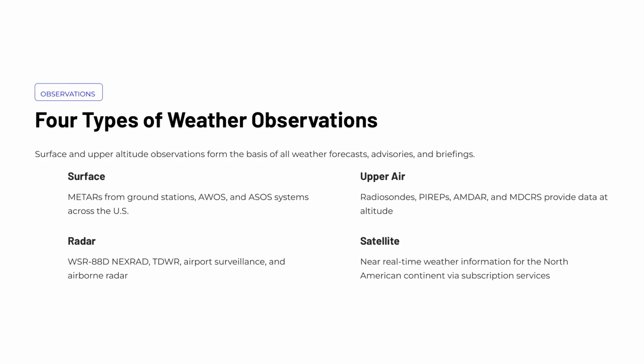Radar is your third category, and includes the powerful WSR-88D NEXRAD network, terminal Doppler weather radar, airport surveillance radar, and even airborne radar systems on equipped aircraft. Finally, satellite imagery provides near real-time weather coverage across the entire North American continent, typically accessed through subscription-based services. Understanding where observation data comes from helps you better evaluate its reliability, its limitations, and how current it actually is when you're making a go or no-go decision.